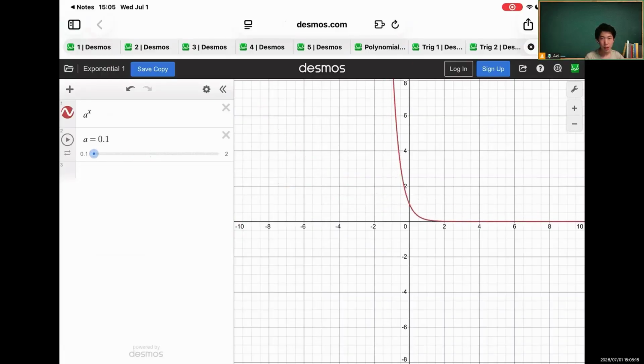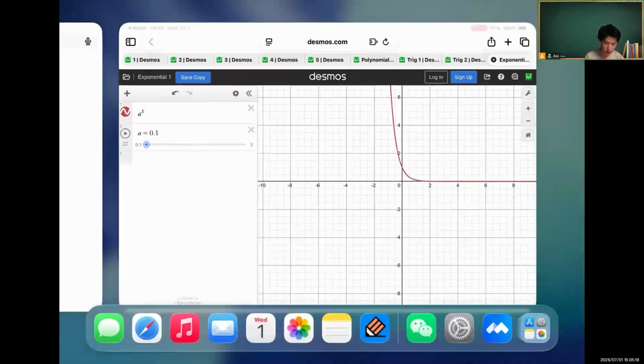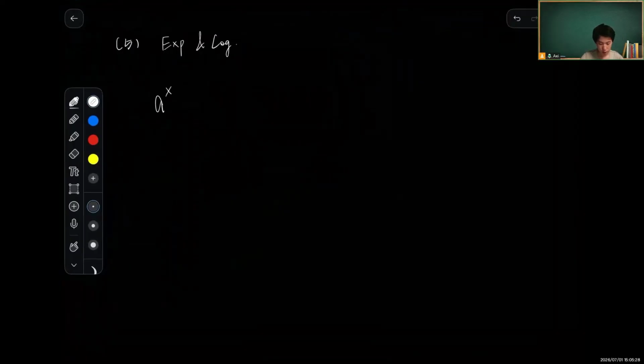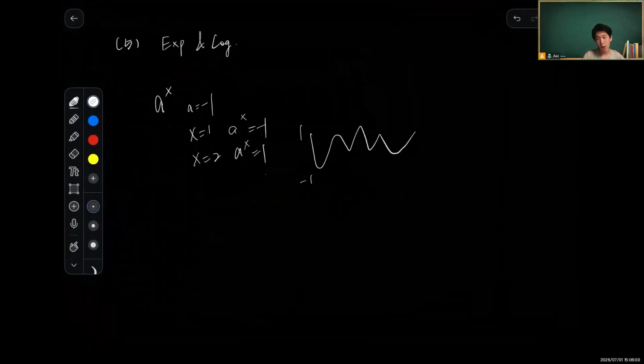However, a can never become a value less than 0. The reason is quite clear. For instance, suppose the function a to the xth power, and suppose a is equal to negative 1. When x is equal to 1, a to the xth power is equal to negative 1, while if x is equal to 2, a to the xth power is 1. So this thing is actually vibrating between 1 and negative 1, and it is extremely hard to describe exactly what is going on because exponentials are just a genuinely crazy thing. So in this case, we're just studying a greater than 0.